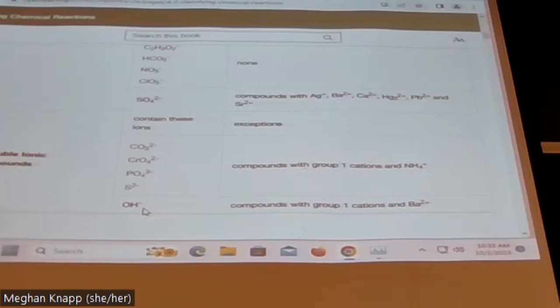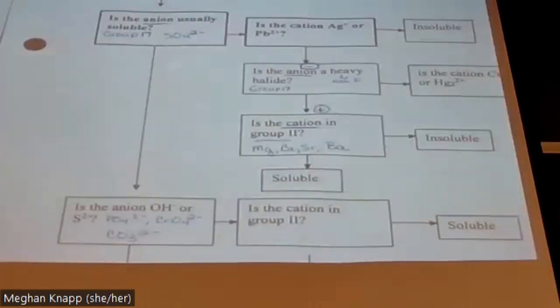Usually in group 2, it's going to be soluble with this weird exception of, and I forgot to put, I always forget to change this in the computer, the magnesium hydroxide. I keep forgetting that you can't see the camera. Back over here. Okay.